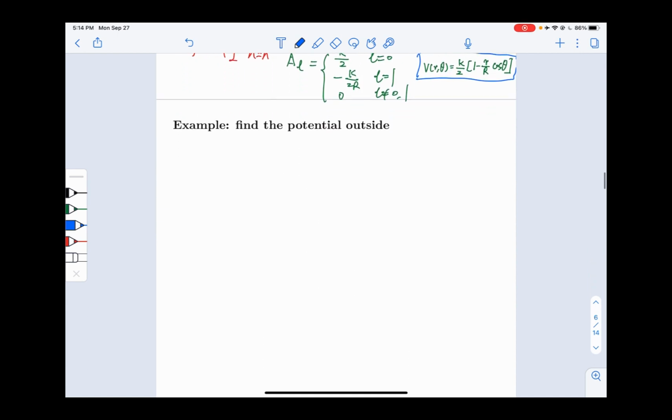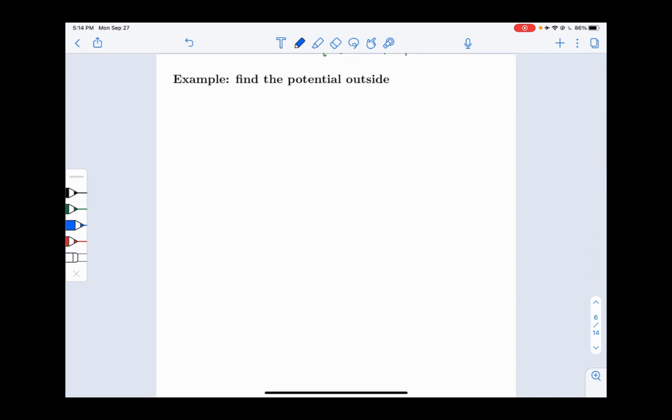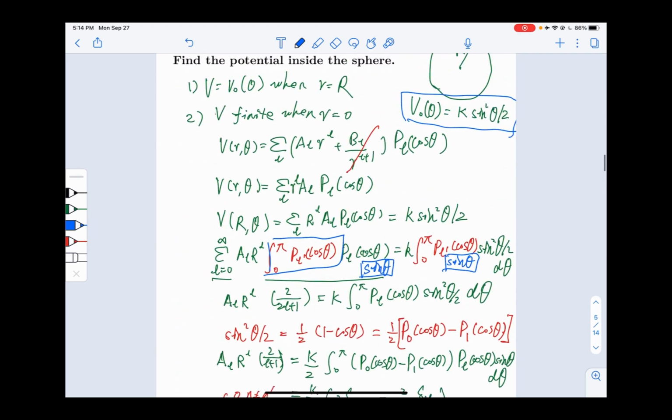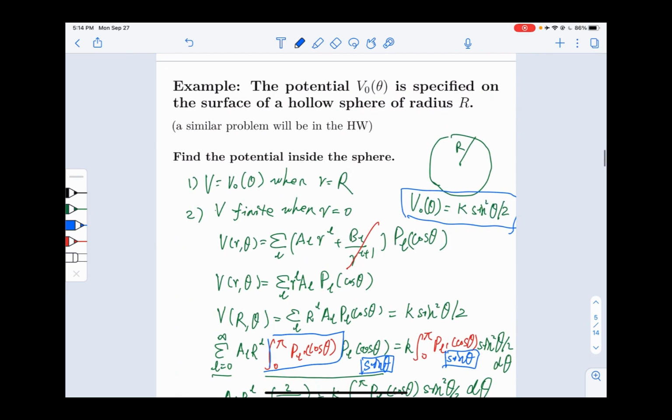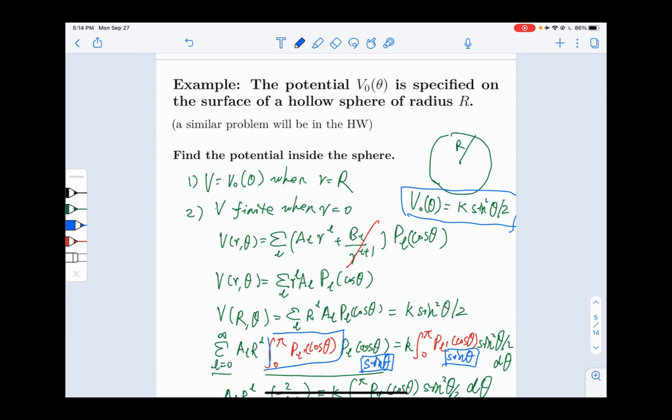So I'll ask you to calculate the potential outside. Previously in here we calculated the potential inside this shell, right? And now if we want to calculate the potential outside the shell, we are actually going to make use of this b. Whenever my domain includes r equals 0, then I can exclude this factor, right? Yes, otherwise it will diverge.